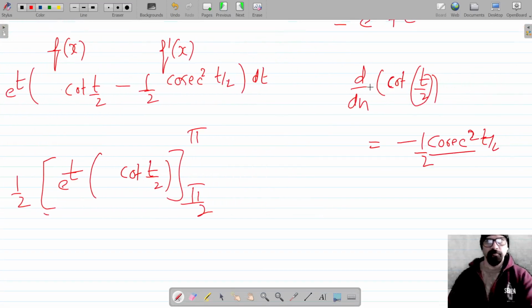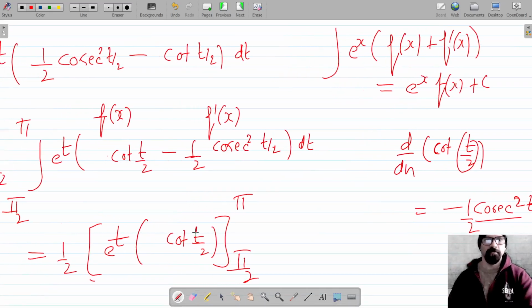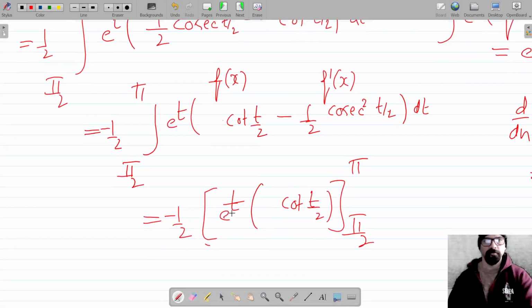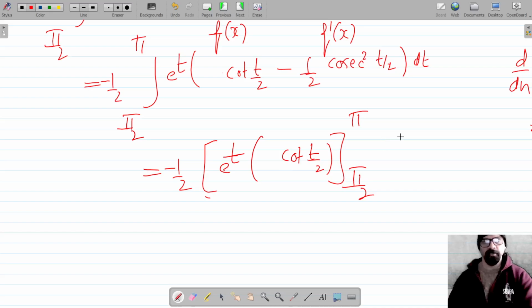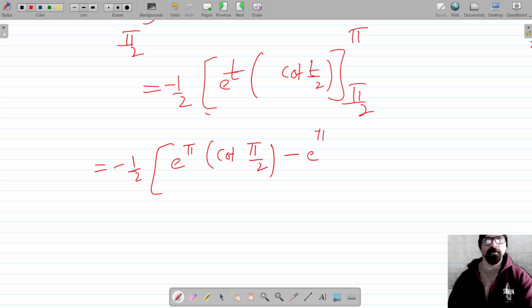So it is of the form e raised power x into f of x plus f dash x, which is e raised power x into f of x plus c. So this negative is out, and this becomes e raised power x into f of x. And now let's evaluate this. So this is negative half, e raised power pi into cot pi by 2 minus e raised power pi by 2 into cot pi by 4.